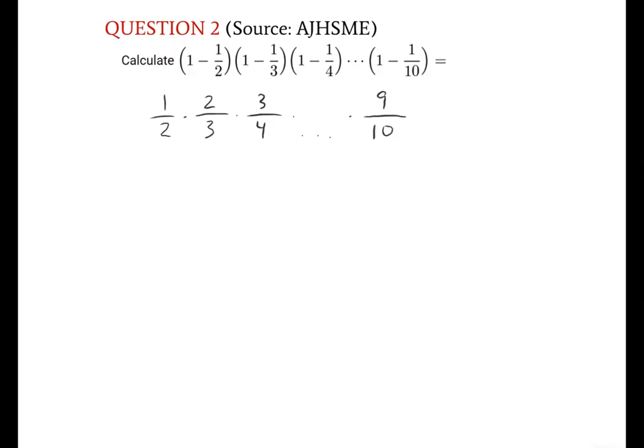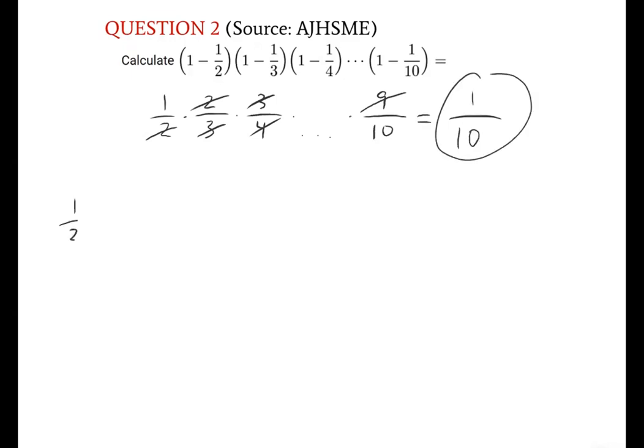So for this, you can see a pattern kind of. See the 2 and the 2 will cancel each other out. The 3 and the 3 will also cancel out, and the 4 will also cancel out with another 4 here. So the 9 will also cancel out. So basically what you're left with is just 1/10.